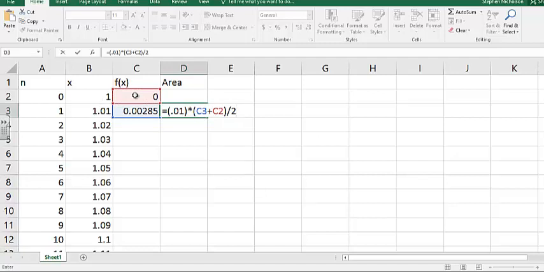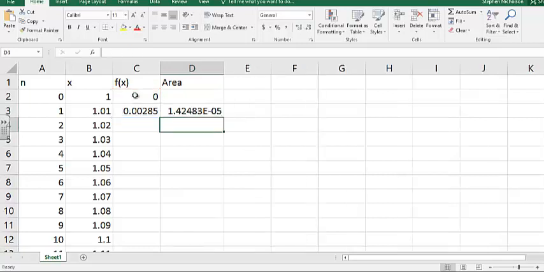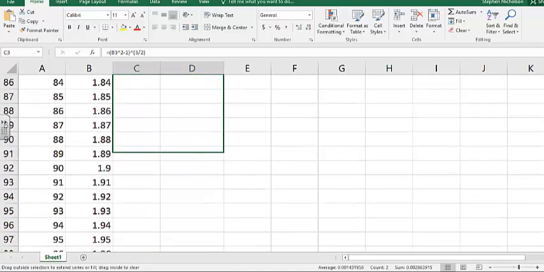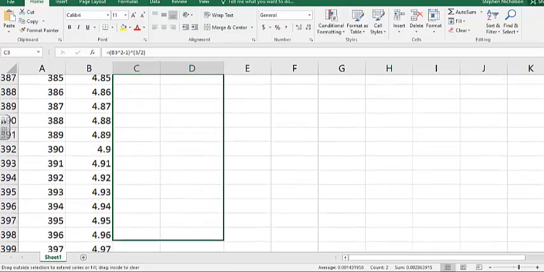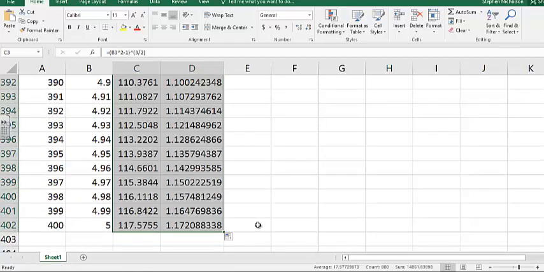So it's the height of the trapezoid, which is 0.01, and the average of the bases. So for this first case, we get an area of a very small number. So now that we've got the equations written, and they're going to be updated as we copy these down, we're going to highlight both of these together, grab the corner, drag it all the way down to the bottom again, and we'll get all that.